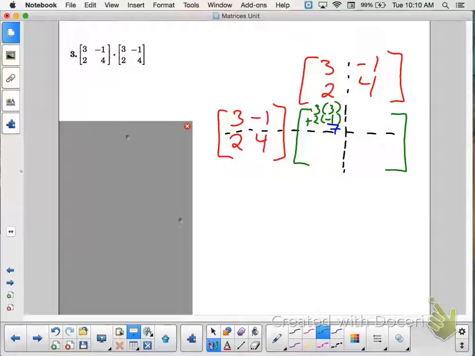On this part, negative 1 matches up with 3, so negative 1 times 3, 4 times negative 1. Add those together. So negative 3 plus negative 4 is negative 7. Then this last one, match up the 3 with your 2. So 3 times 2 plus 2 times 4. 6 plus 8, 14. And then in this last one, negative 1 times 2 plus 4 times 4, 16, plus negative 2, which is just 14.